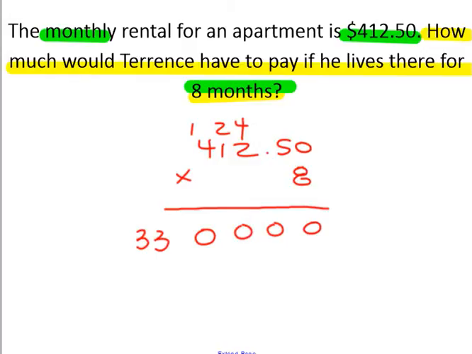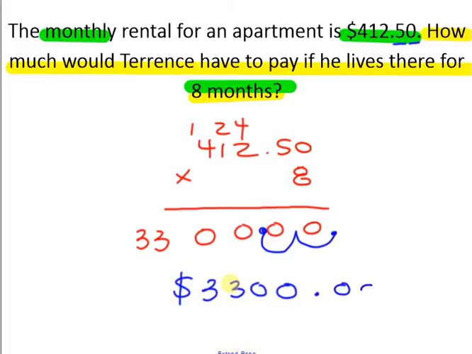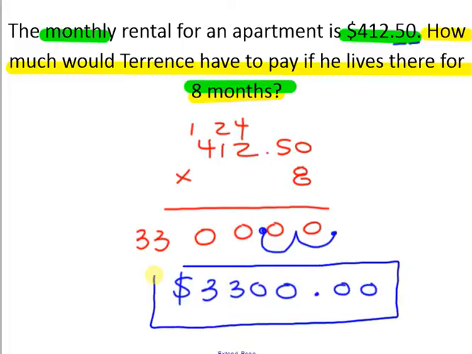Now we need to determine where to put our decimal. Go back to the original problem. How many numbers are after the decimal? No decimal here, and there's 2 numbers here. So I'm going to start over here, and I'm going to go 1 and 2. So it is going to cost Terrence $3,300.00 to live in that apartment for 8 months.